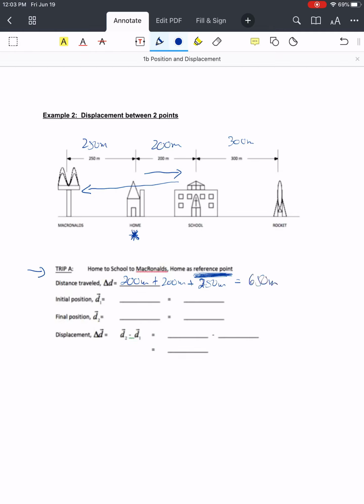Now remember, distance is scalar. There's no delta. It's just d. Distance is scalar, so there's no direction. It's just a magnitude. So my answer there is you traveled a total of 650 meters.